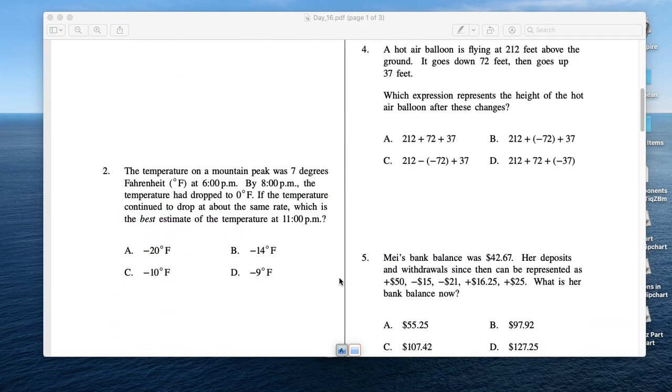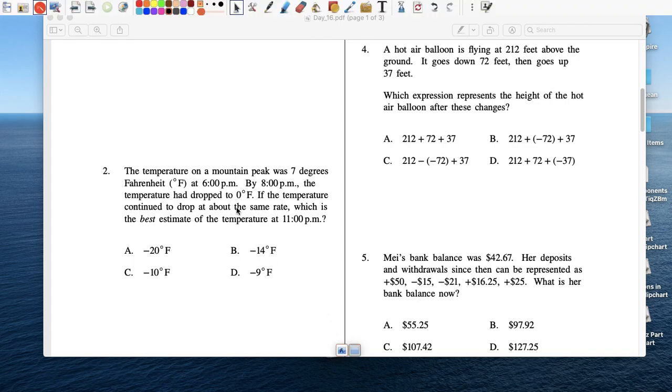Number 2, the temperature on a mountain peak was 7 degrees Fahrenheit by 6 p.m. By 8 p.m., the temperature dropped to 0 degrees. The temperature continues to drop at the same rate. Which is the best estimate for the temperature at 11 p.m.? Alright, so let's write this down. 6 p.m., 7, 8 p.m., 9 p.m., 10 p.m., 11 p.m.